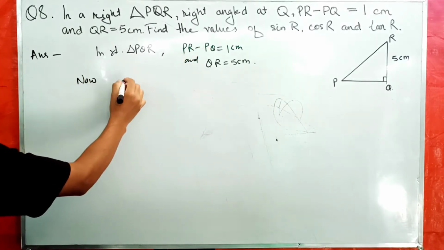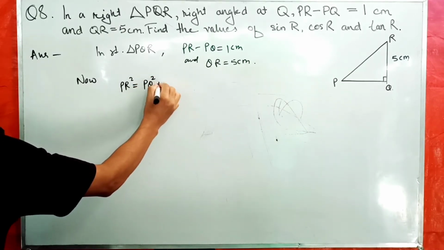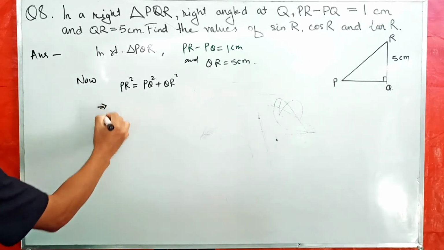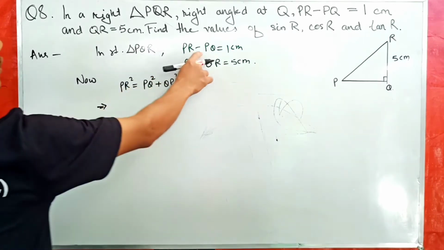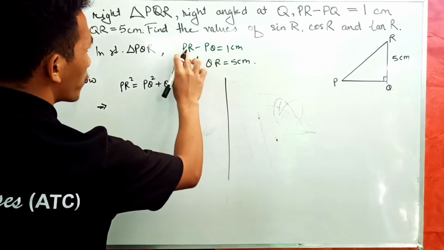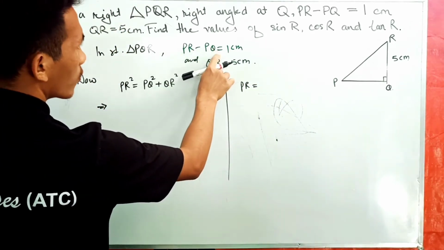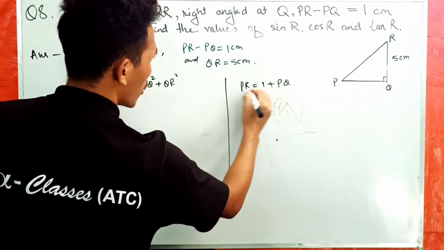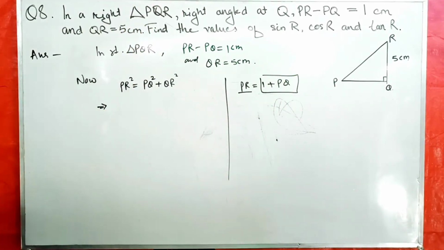Now PR square will be equal to PQ square plus QR square. This is the Pythagorean relation. PR minus PQ equal to 1, so if you want to find PR, if you transpose this PQ, minus sign will become plus sign. What is PR now? PR means 1 plus PQ. Now instead of writing PR, we can write 1 plus PQ.